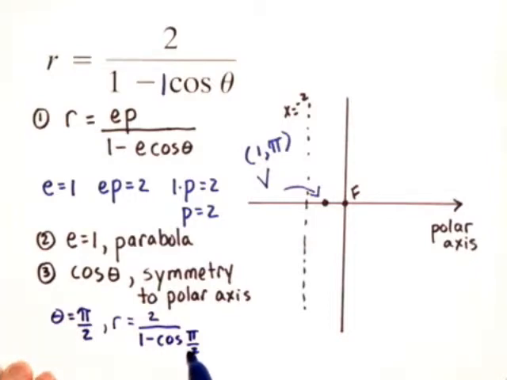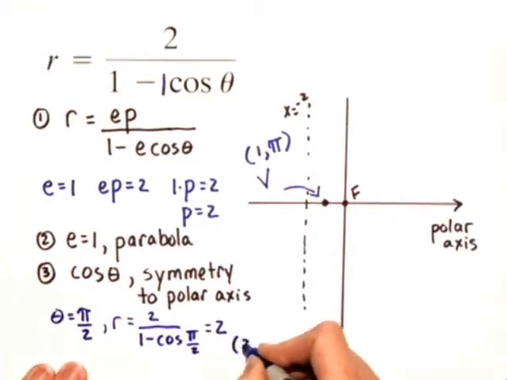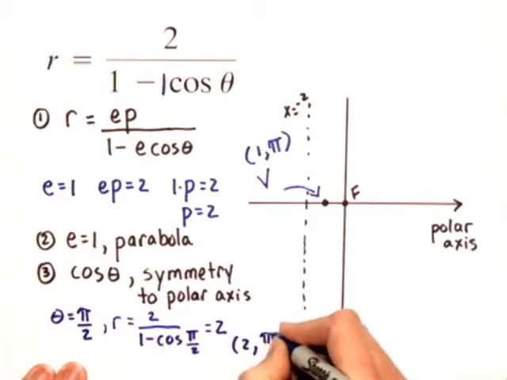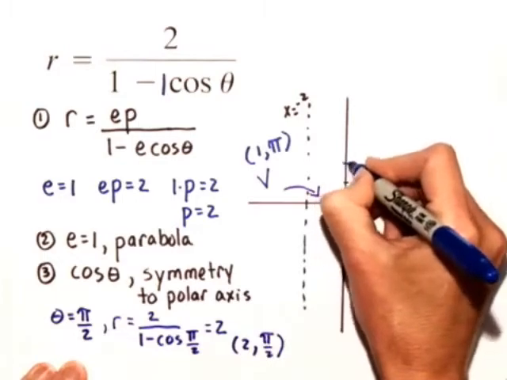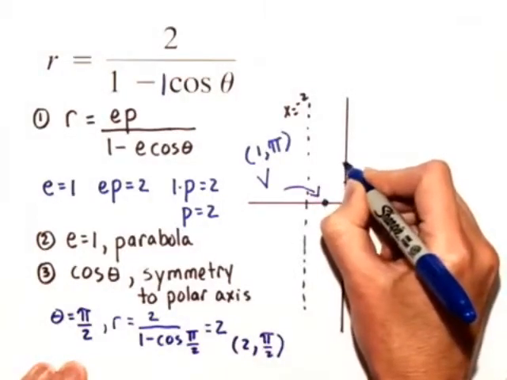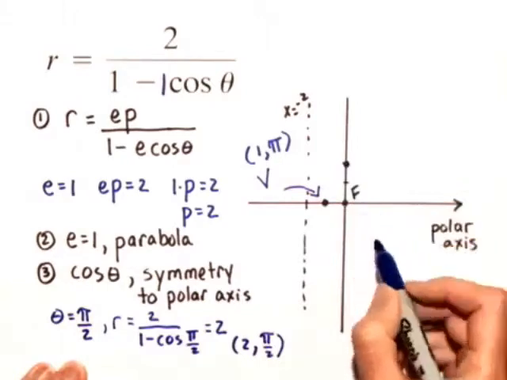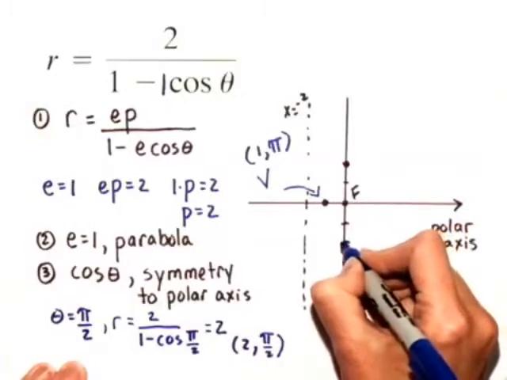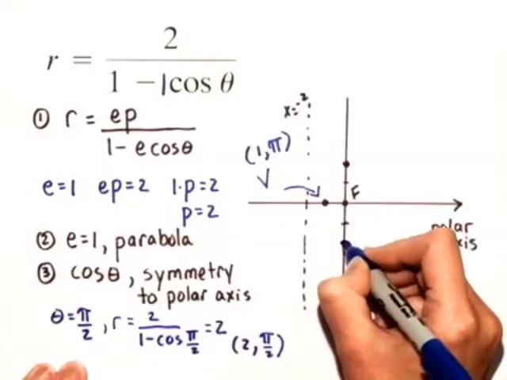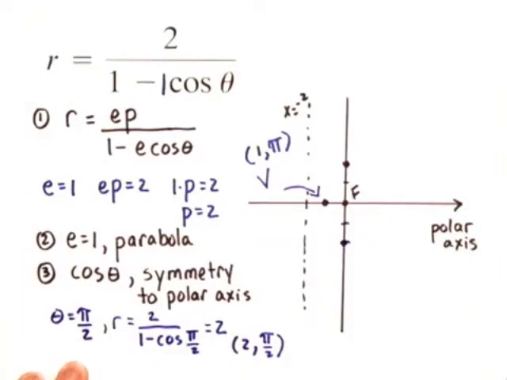Since the cosine of pi over 2 is equal to 0, we have r equals 2 over 1 minus 0, which is just 2. So in other words, we have another point that we can plot, which is when r equals 2, theta equals pi over 2. So that would be the point 2, pi over 2 right here. Because we have symmetry with respect to the polar axis, we'll also have a point down here at 2 when the angle is 3 pi over 2.